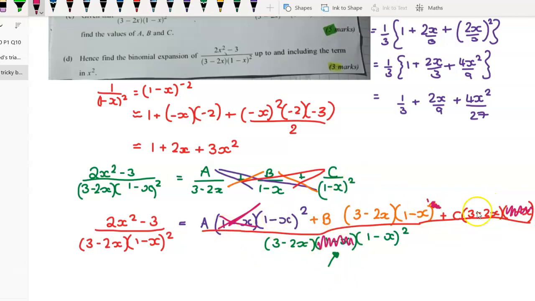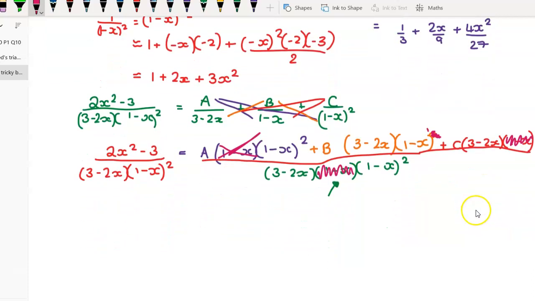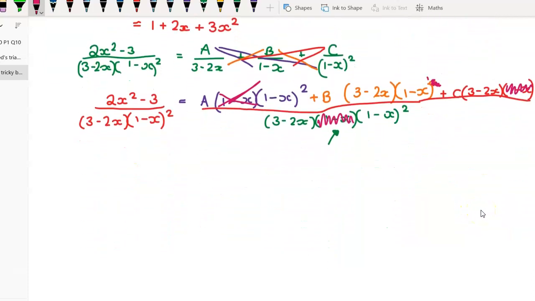So we've cancelled out a 1 minus x, a factor, or in other words, taken out a factor of 1 minus x out of every term on the top and every term on the bottom here, and they cancel each other out. So now our denominators are the same. We've got 3 minus 2x times 1 minus x squared on both sides. So now we can equate the numerators. We can just say those numerators are now equivalent.